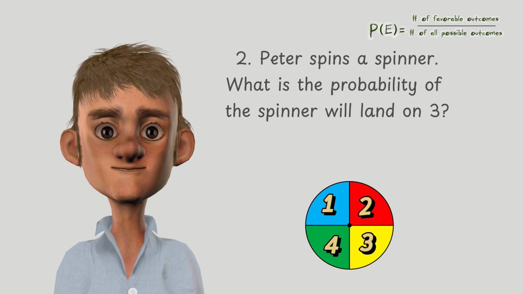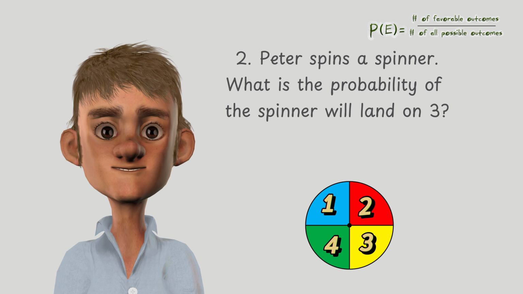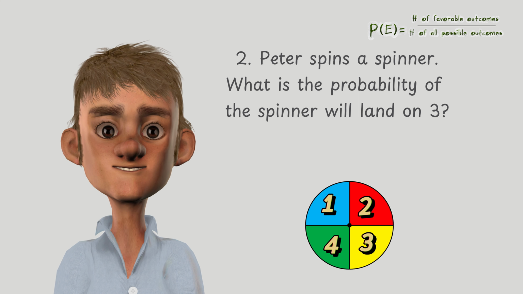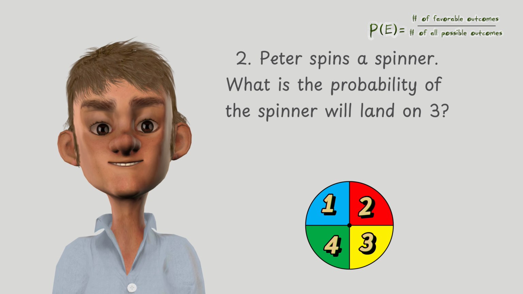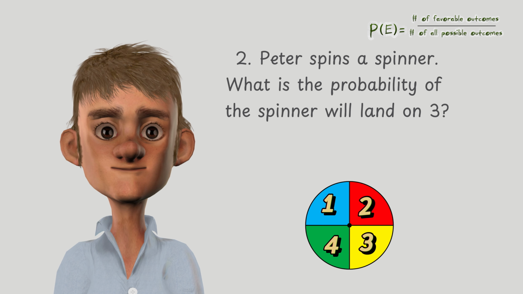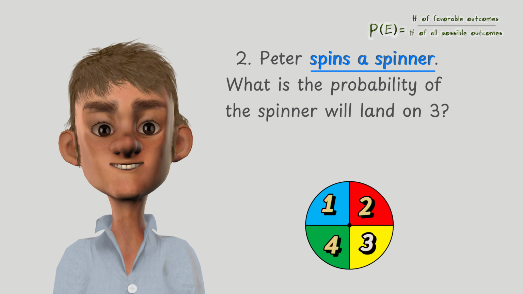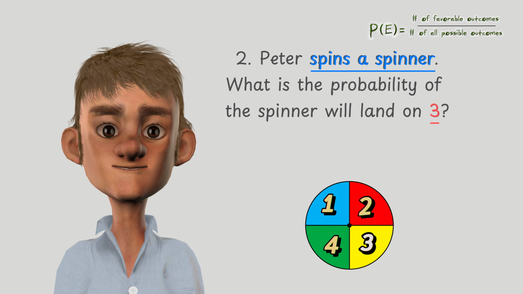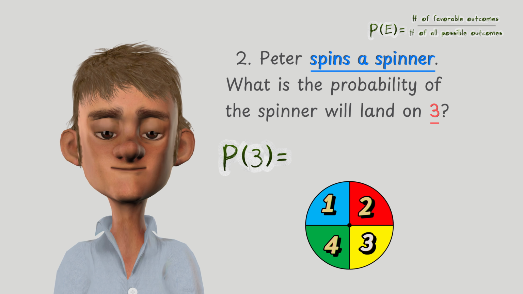Peter spins a spinner. What is the probability that the spinner will land on 3? So, as you can see, we have here a spinner. We have 4 parts of our spinner. Our experiment here is spinning a spinner. And we are asked, what is the probability that the spinner will land on 3? Our event here is 3. So, we have the probability of 3 equal to the number of all favorable outcomes.